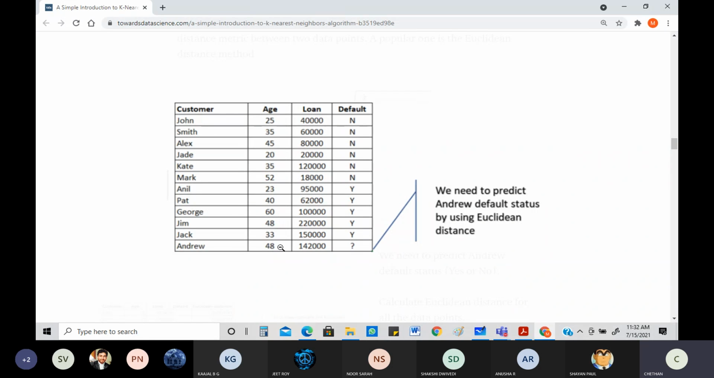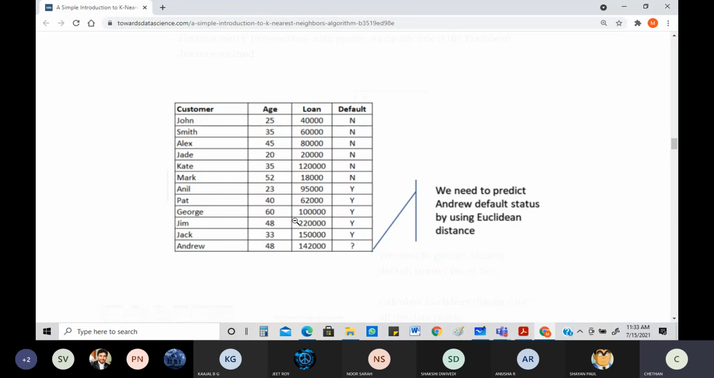So I take my age and combine that with John's age. I take my loan and combine that with John's loan. Then I get a value. I'll write it there. Then I do the same thing for Andrew with Smith, then again the same thing for Andrew with Alex. If I keep on doing like that, at some point I'm going to get all the values of them.